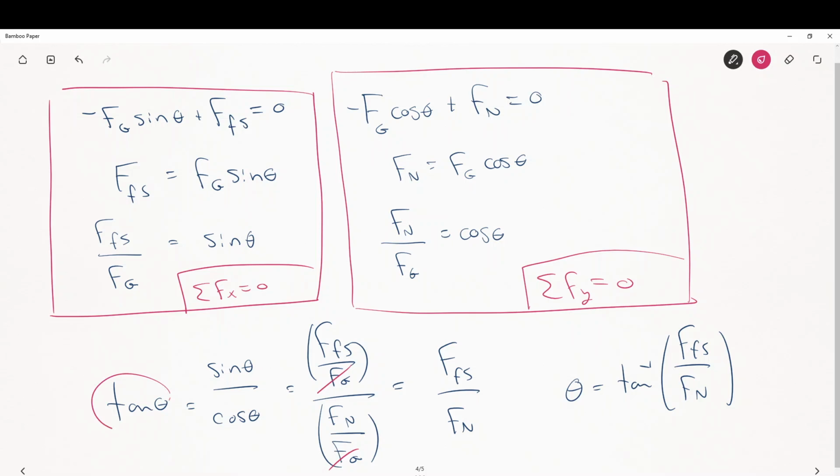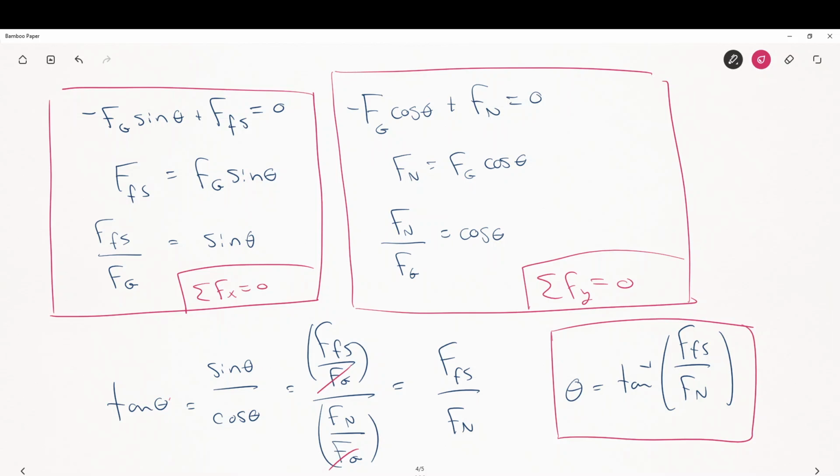Now I have the tangent of theta is equal to that, so to solve for theta, I need to take the tangent inverse. And so I have my final equation for theta, which is the angle that corresponds to a particular static friction force. So what this means is basically the static friction force divided by the normal force will determine the angle. There's a relationship between the angle and that amount of friction. That's all I really have to say there.